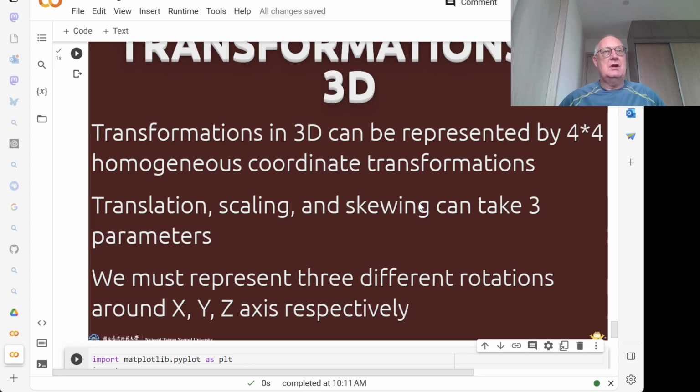And in order to do the rotation, the simplest way of representing it is by rotation around the axis. But there will be 3 different rotation matrices then, one for the x-axis, the y-axis, and the z-axis.